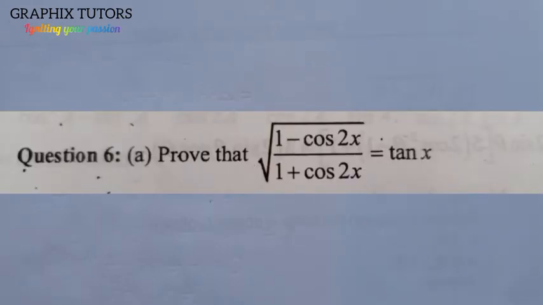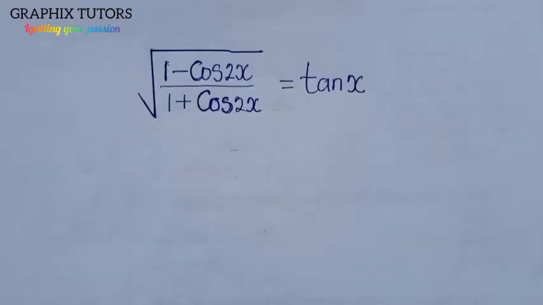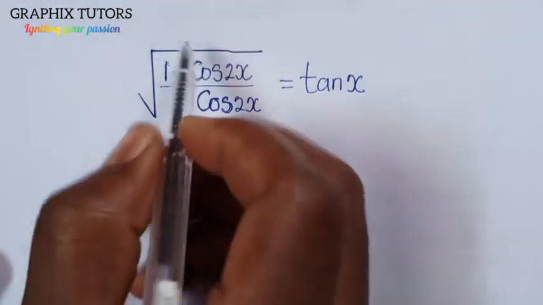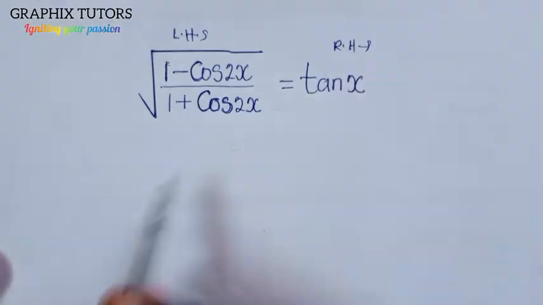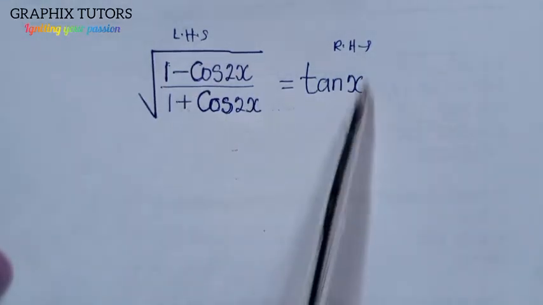Now if you look at the front of the screen, you see a question that is displayed there under trigonometry. And the question goes like this. It says, prove that the square root of 1 minus cos 2x divided by 1 plus cos 2x is equal to tan x. Now, the first thing you do when you see a question like this, you rewrite it out, right? And you'll be having this. Now, this is the left hand side and this is the right hand side. You have to show how this became this.